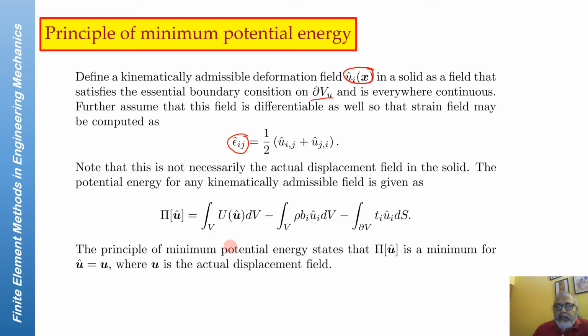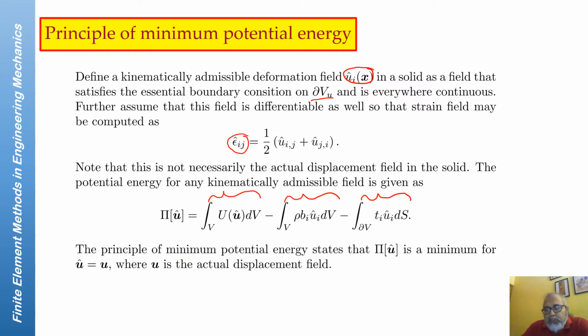Now, make up the potential energy of the system, the whole body, with these admissible deformation fields and the admissible strain fields that we have obtained from them. So this is the total strain energy stored. This is the potential of the body forces, and this is the potential of the surface tractions. And the strain energy minus the potential of the applied loads gives you what is known as the potential energy.